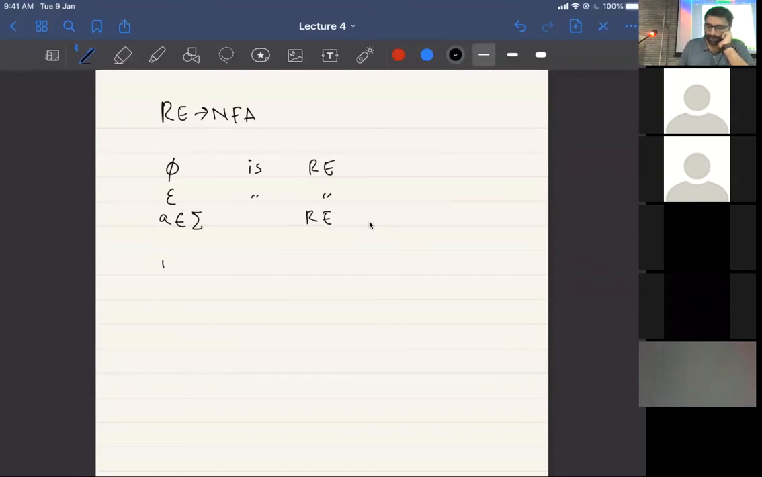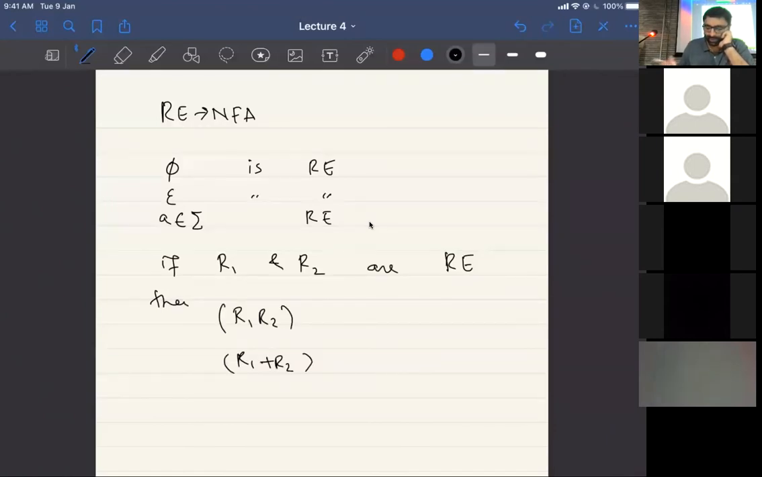Okay. If R1 and R2 are regular expressions, then R1 R2 is a regular expression. R1 plus R2 is a regular expression. Sometimes we write it this way, it doesn't matter. R1 star is a regular expression. And these are the only regular expressions. There is no other. These are the only ways of forming a regular expression. So when we say that the empty set is a regular expression, it means that we are talking about the language that does not contain anything. Okay, an empty set.